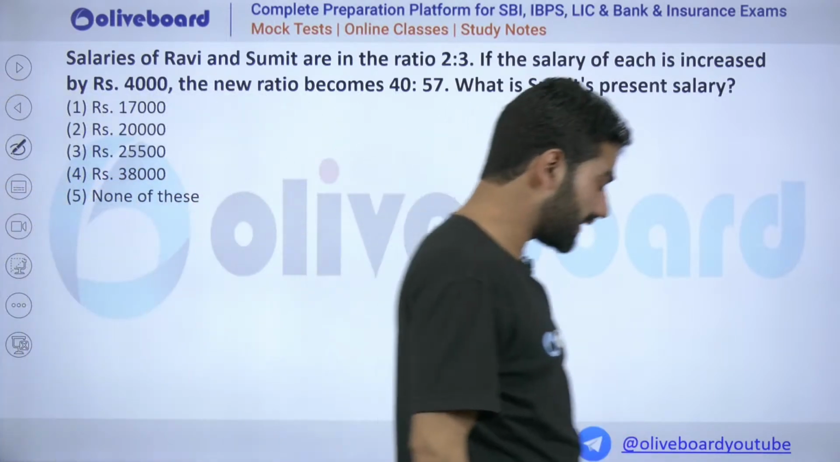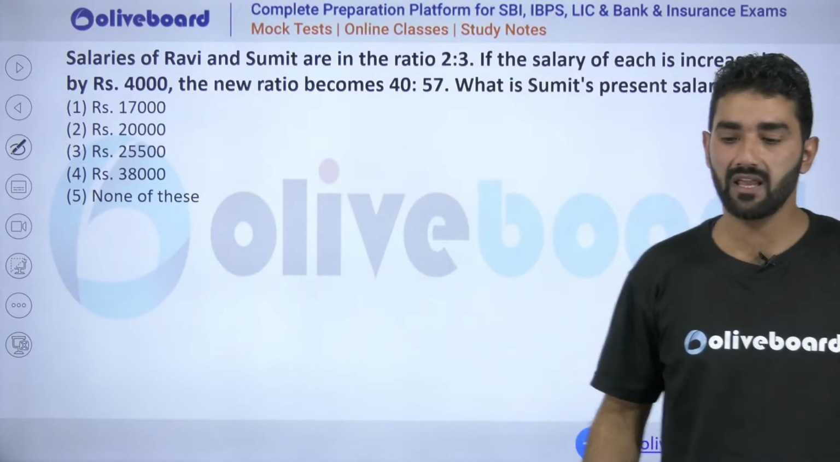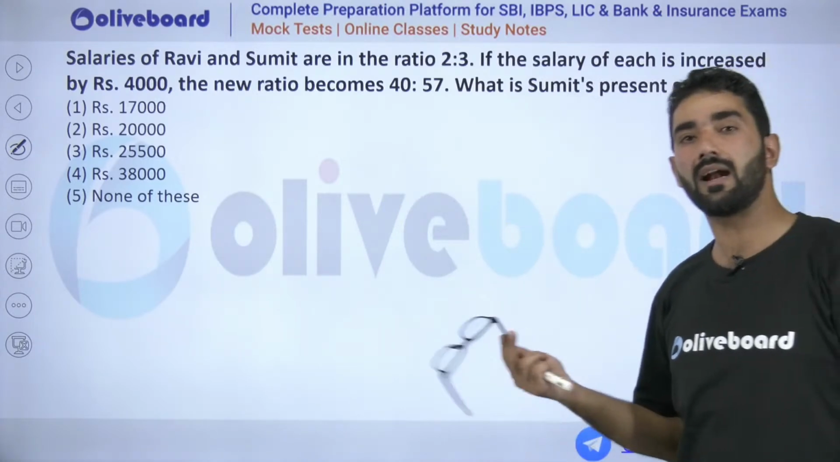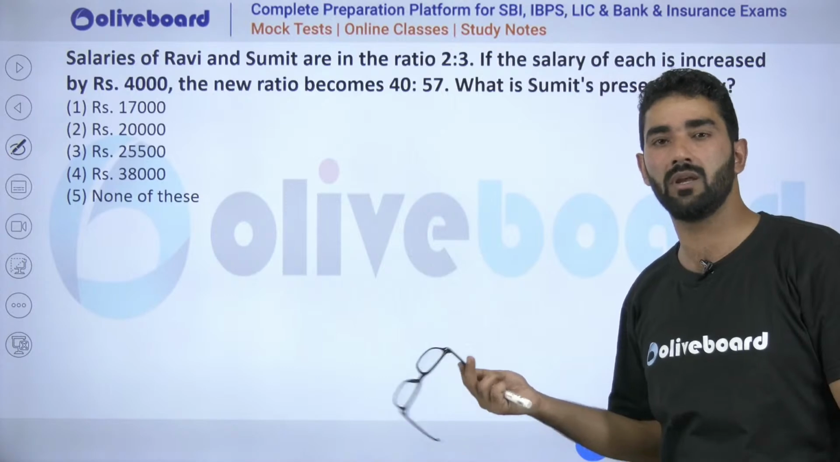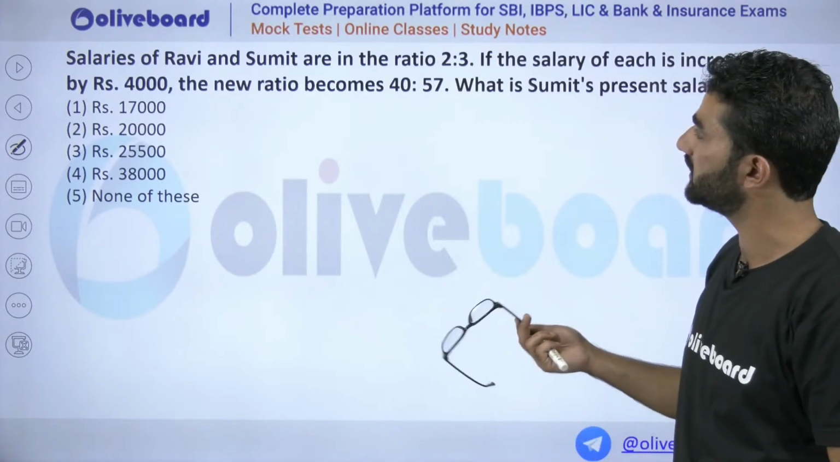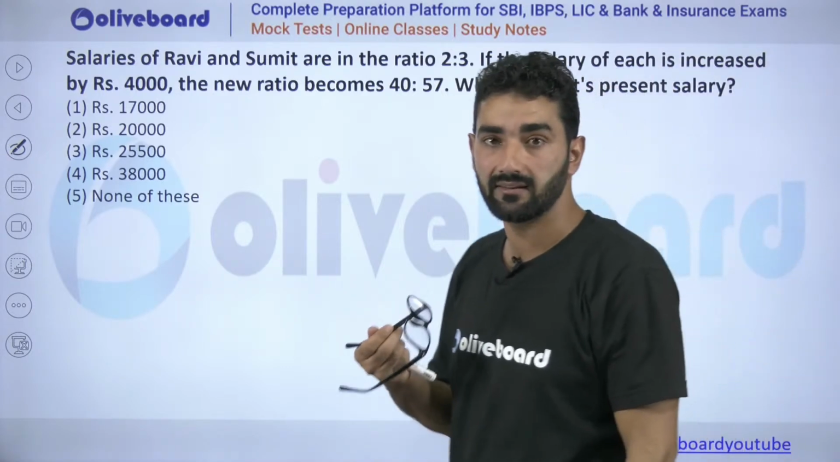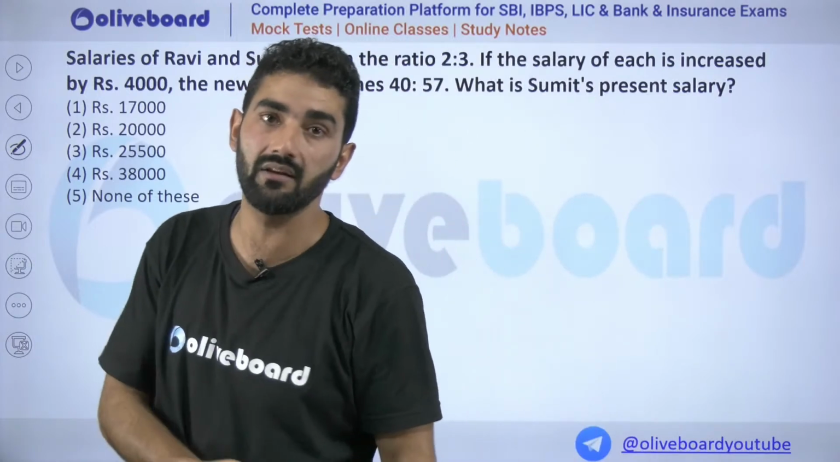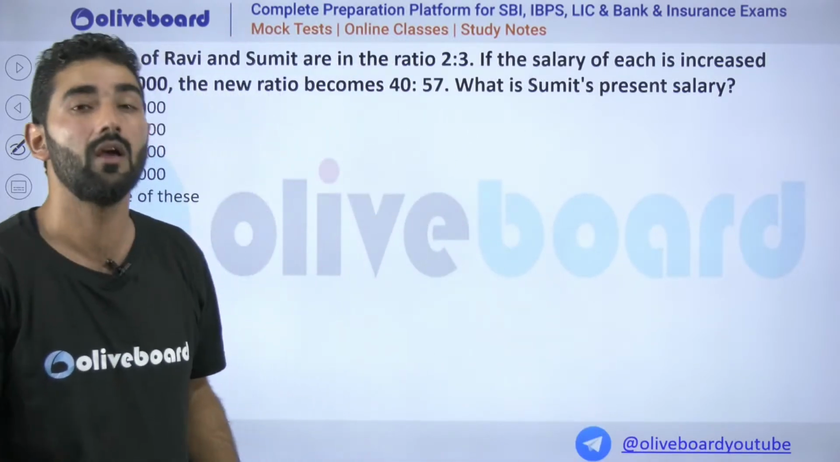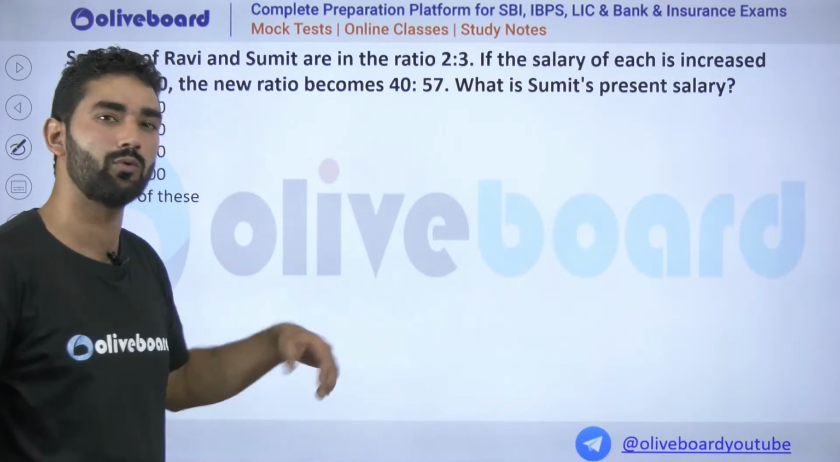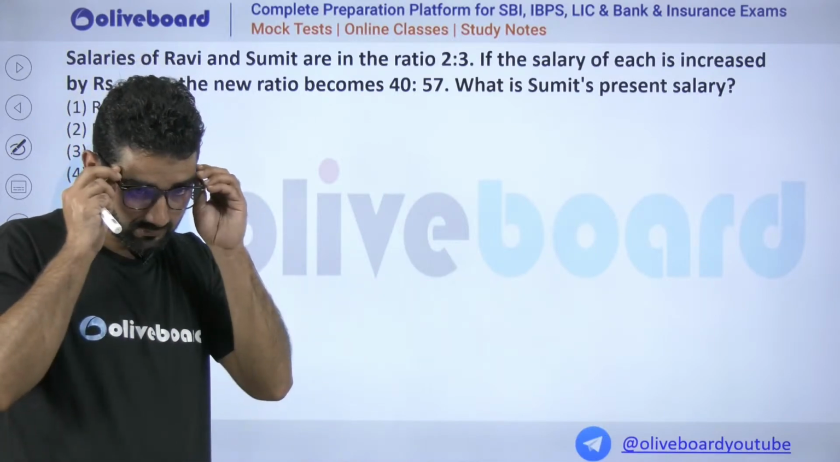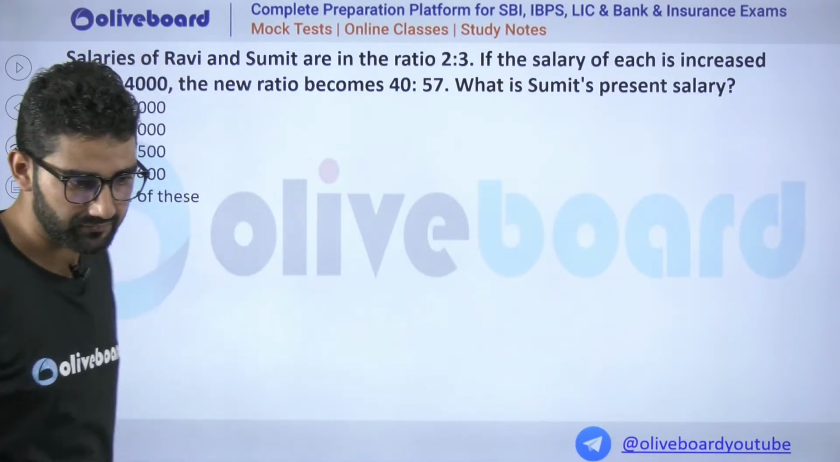Try to read the question very carefully, my dear. Whether they are asking what was the starting salary of Sumit or Ravi, whatever the data is given, whether they are asking the present salary, there is some increment of 4,000 rupees. So depending upon the question, we have to answer. Okay. So Rajita says, sir, it is 20,000. Okay, my dear.